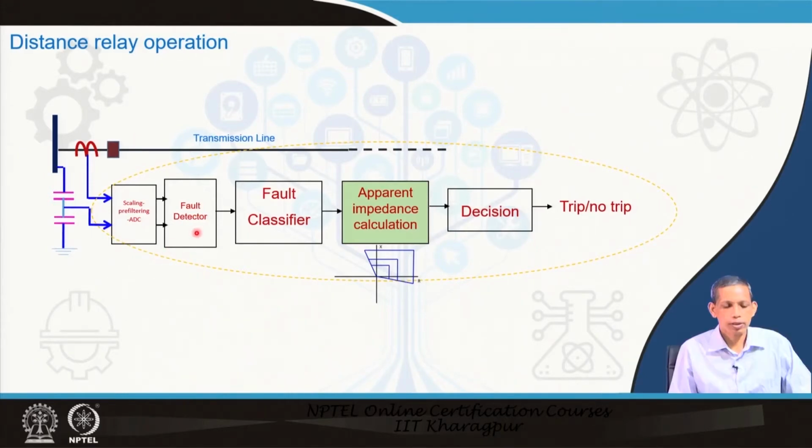fault detection and fault classification. We discussed the fault classifier in detail, and then comes the step of apparent impedance calculation, which we will be dealing with today, and the rest is the decision part. So, our focus today is on apparent impedance calculation, which the relay does before checking whether this impedance is inside the characteristic or not for the final decision.